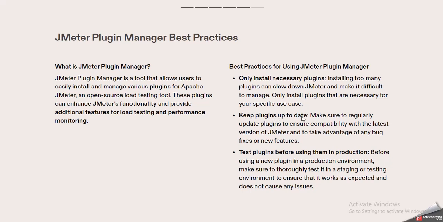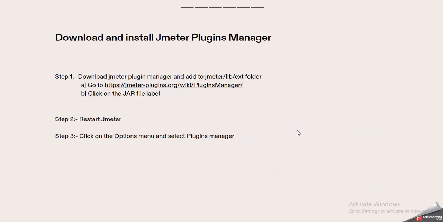Keep plugins up to date. Always use the regular, updated version. Make sure to regularly update plugins to ensure compatibility with the latest version. That is obviously needed in order to get better performance results. And then test plugins before using them in production. Before testing anything in production, that's a normal procedure for any other tool also. So always test them before testing anything in production when it comes to plugins manager also. Now we will follow the process of how we will be installing Jmeter plugins manager, right?